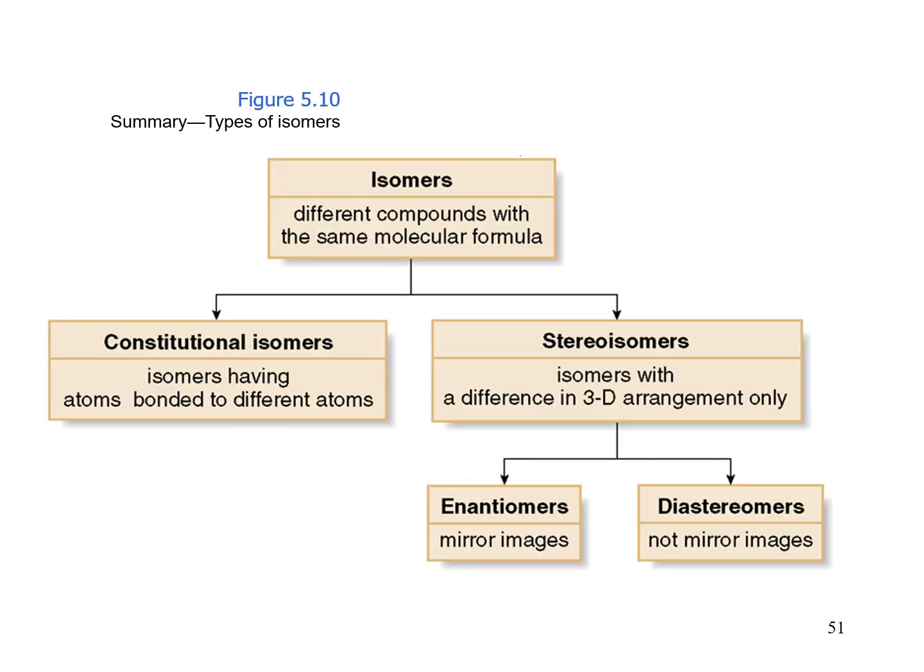So isomers can be different compounds with the same formula, and this can be summarized like that. Isomers can be classified as constitutional isomers and stereoisomers. Constitutional isomers mean having atoms bonded to different atoms, but stereoisomers have the same bonding with a different 3D or three-dimensional arrangement. Stereoisomers can also be classified into enantiomers and diastereomers. Enantiomers have a mirror image which is non-superimposable, but diastereomers are non-mirror images.